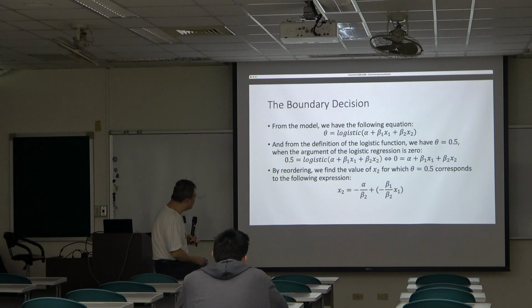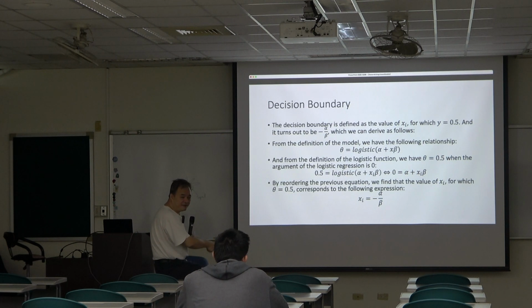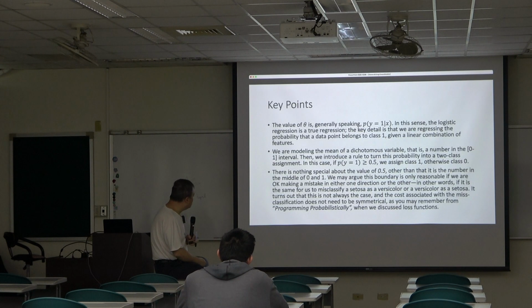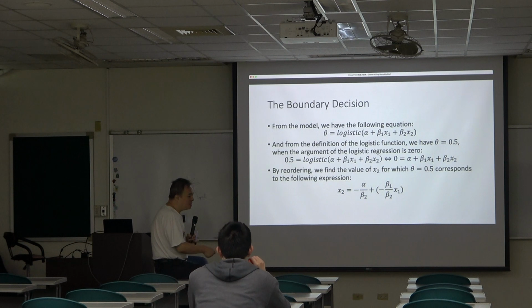Okay, if you look at this one, it is obviously a line, right? The previous one, this one is a point. So if you have one feature, the decision boundary is going to be a point. If you have two features, the decision boundary is going to be a line. This is very natural because you are restricting this decision by a linear combination.